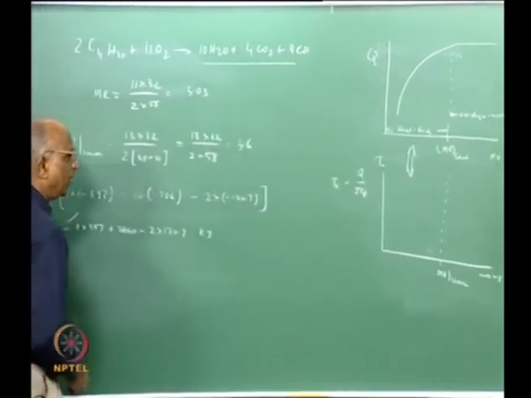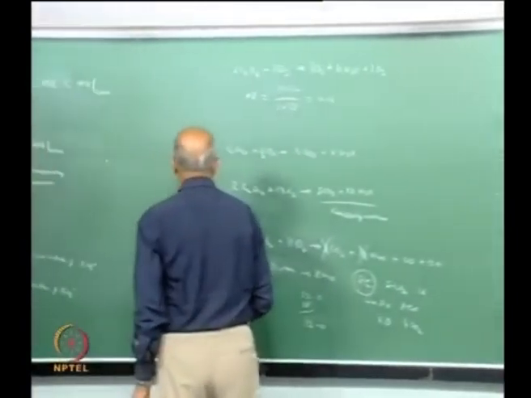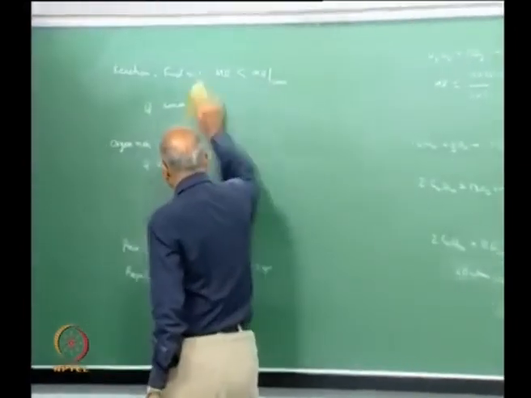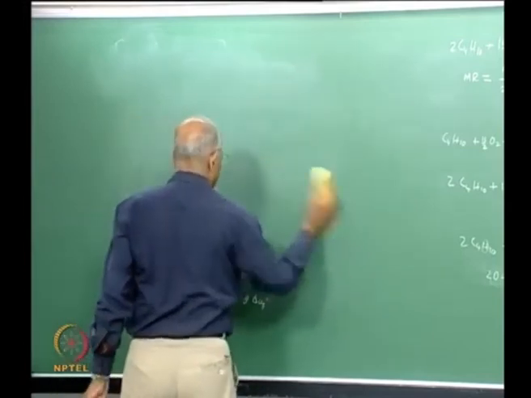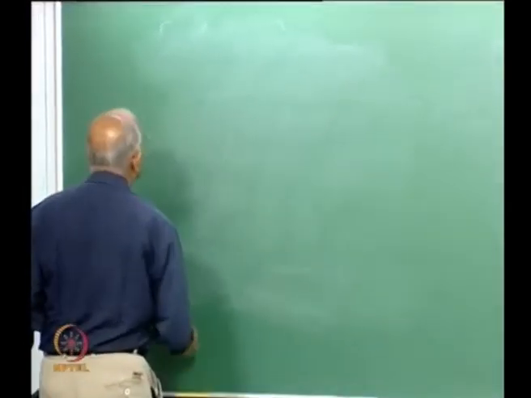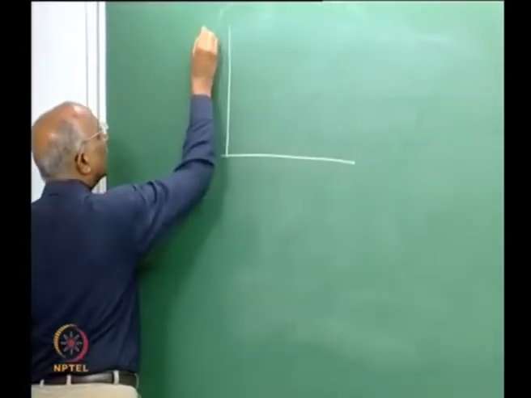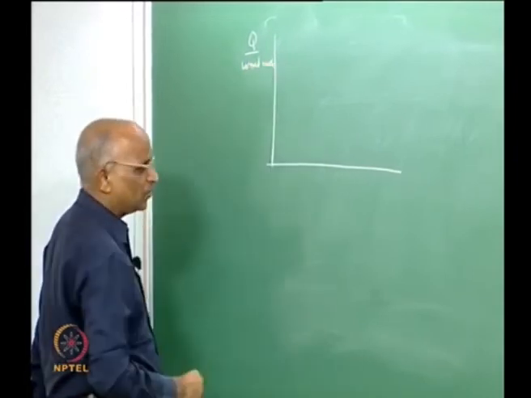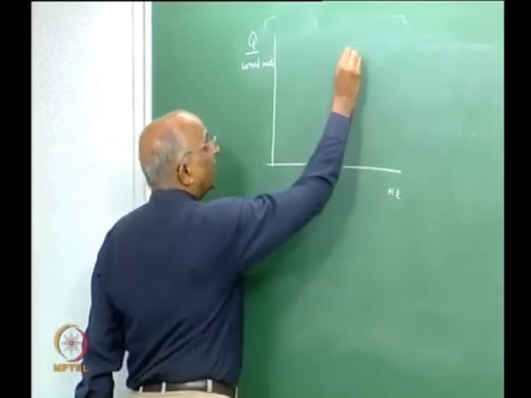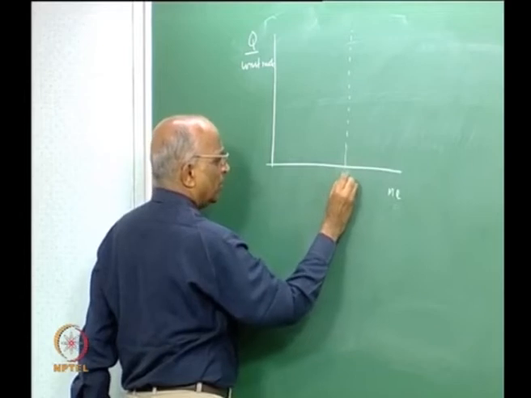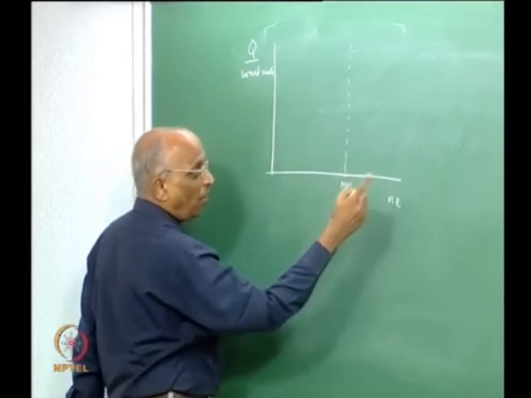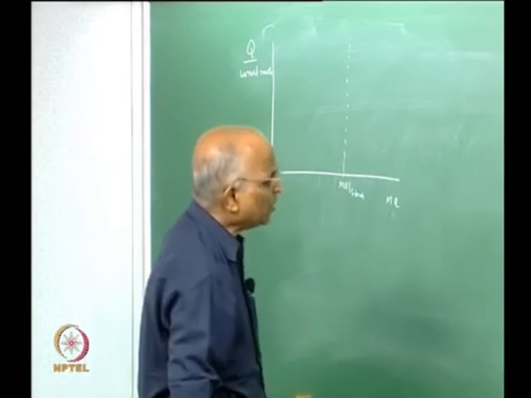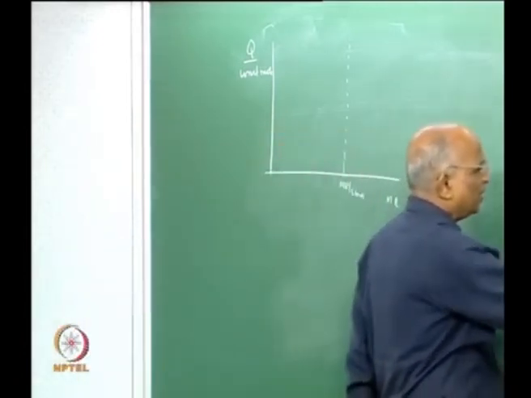Let's do that exercise. If you were to do that exercise and plot on a graph, maybe I will go to the left side. Q per unit mole, or which is similar, Q per unit mass as a function of mixture ratio. And then I again put mixture ratio stoichiometry. How will that curve, which was like this, translate over here? Let's do this exercise. Let's again go back into these equations and see.